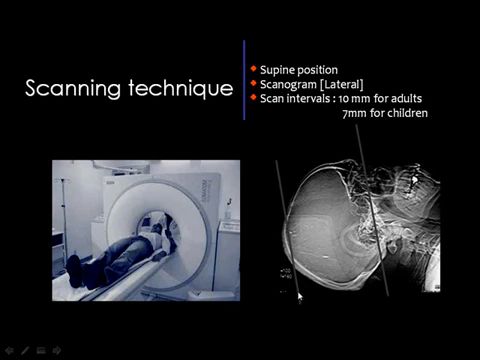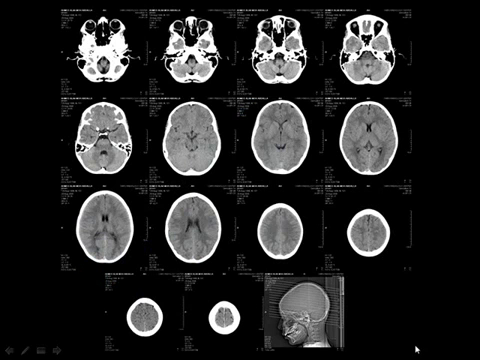We tell the machine that we would like to scan this part of the body from here to there. Then the machine will ask about the interval of scanning. Would you like to scan this area every 1 centimeter, or half a centimeter, or else? In adults, we usually scan the brain every 10 millimeters, or 1 centimeter, and in children, every 7 millimeters. When you finish the scan, you will have these sections, starting with the most inferior one at the skull base and going up until we reach the vertex of the skull.